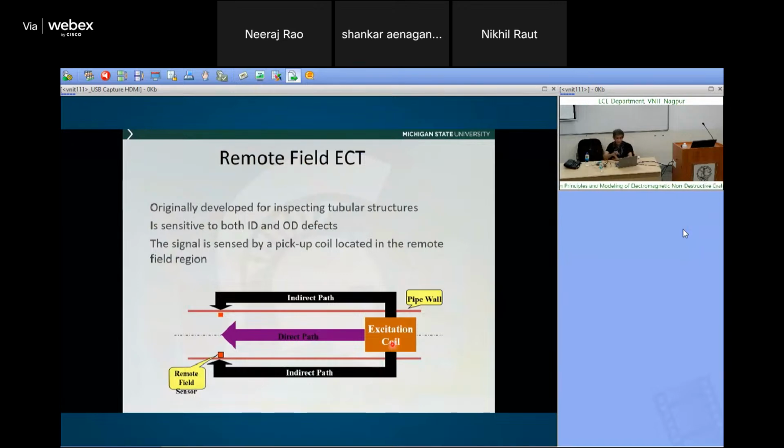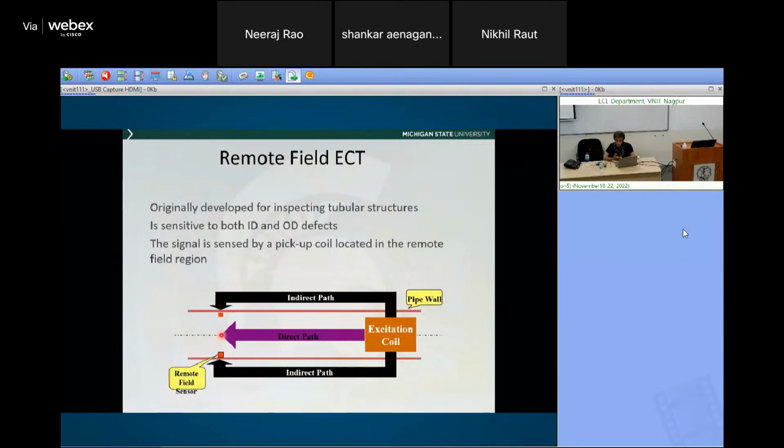And how does that happen? In the vicinity of the excitation coil, you're getting more information about ID defects, because the flux goes into the pipe and then turns around and you get the information. So if I have a pickup coil right here, I'll get information about ID defects. If you go further apart, you are looking at flux that goes to the outer wall and then comes back. So away from the excitation coil, if you put a pickup sensor here, which is called the remote field, you will get more information about the OD defect.